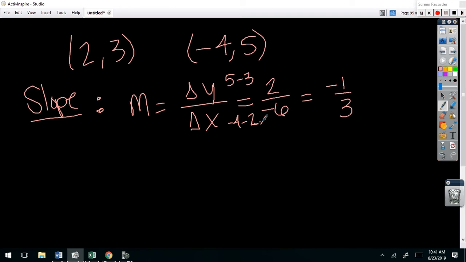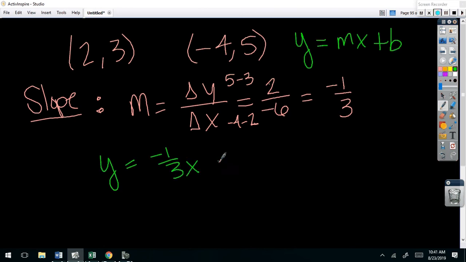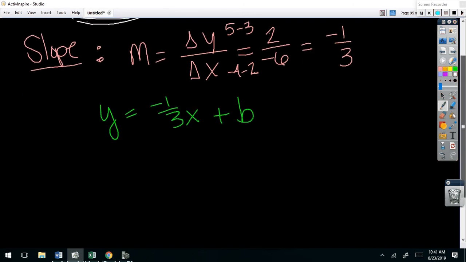Now, how would I write the equation? Remember, I told you I wanted it in slope-intercept form, which is mx plus b. So I know m. Let me just write this for you. So how do I find the b? You plug in one of the points. Pick one. It doesn't matter. I'm going to pick this one because they're both positive. And plug it in. This for x and this for y. Let's see if we can solve for b.